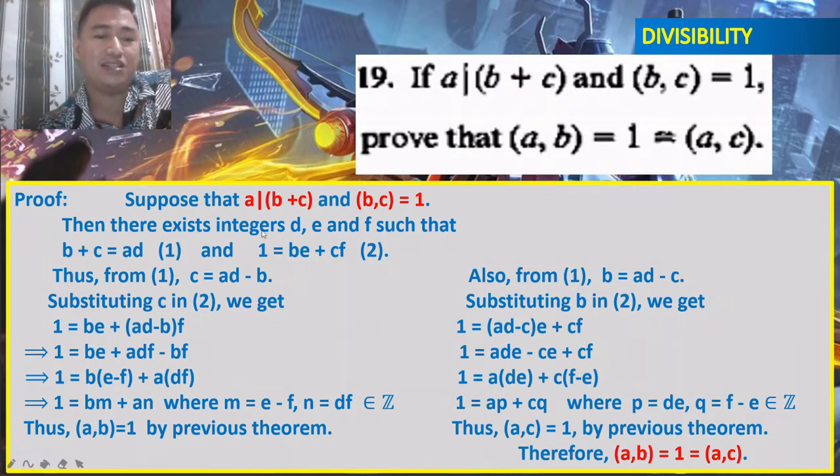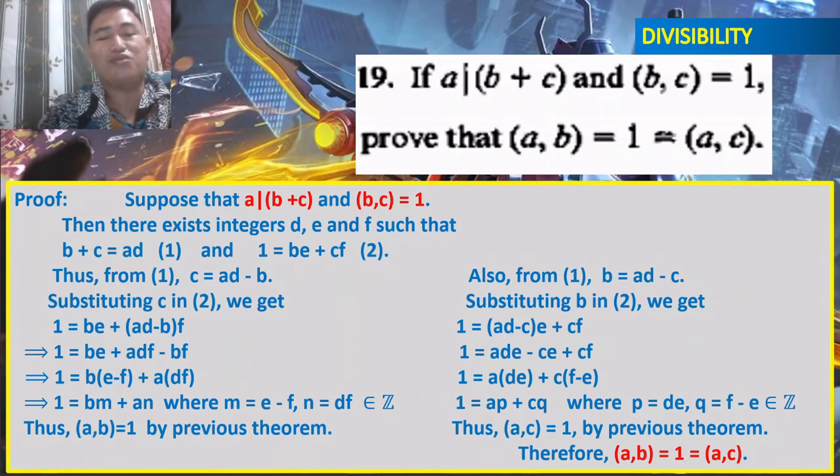Okay. Then there exist integers D, E, and F such that B plus C is equal to AD. Equation 1. And the GCD of B and C equals 1 means that 1 is equal to BE plus CF. Equation 2. Where will we use this? That theorem earlier, class, where we supposed the GCD is D.